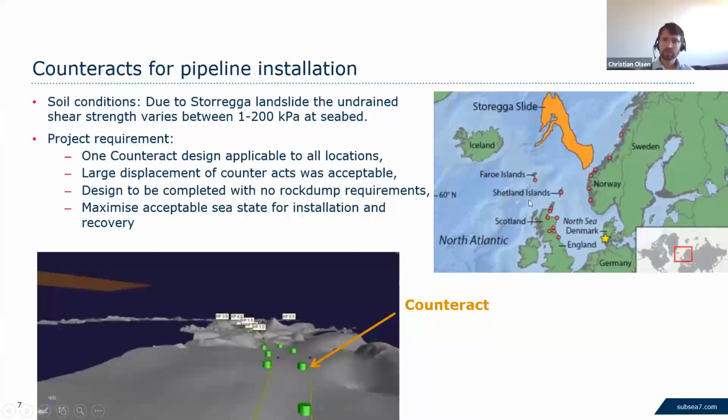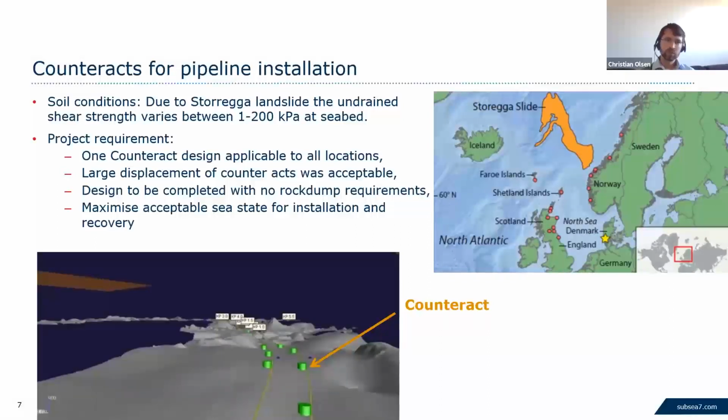The case study is from the Storegga slide, which happened about 8,000 years ago in Norway. This illustration over here shows the area. It's basically the size of Great Britain, so it has been a massive slide. It can be seen also today in Scotland, and it's believed to have removed the land connection between Denmark and England at the time. So the soil conditions are very much changing. They can be between 1 and 200 kilopascal, basically at the surface. So one kilopascal is extremely soft clay.